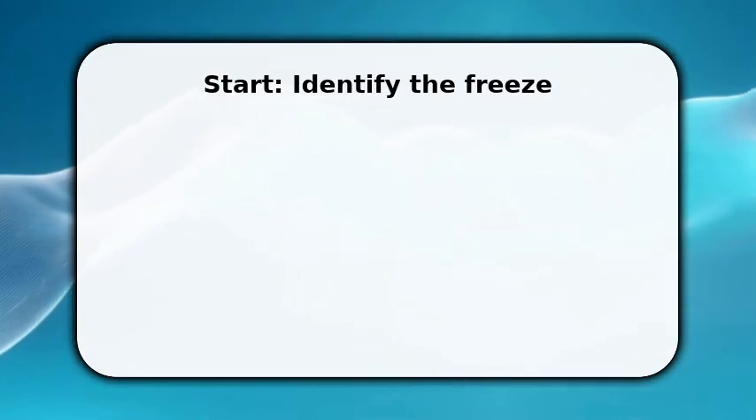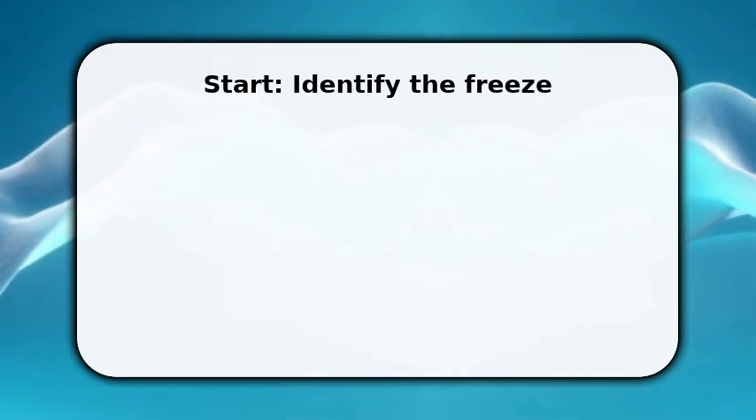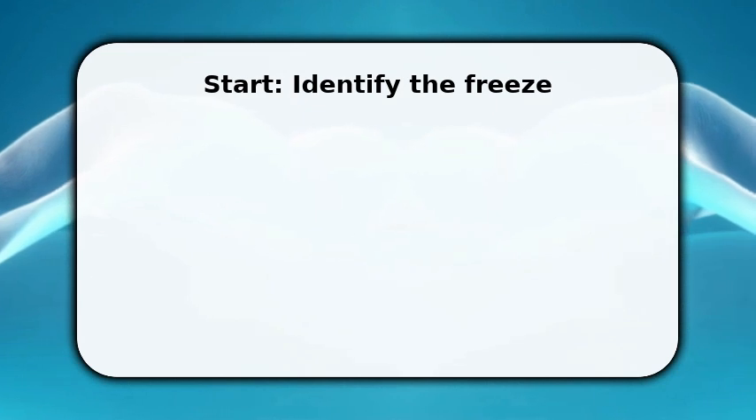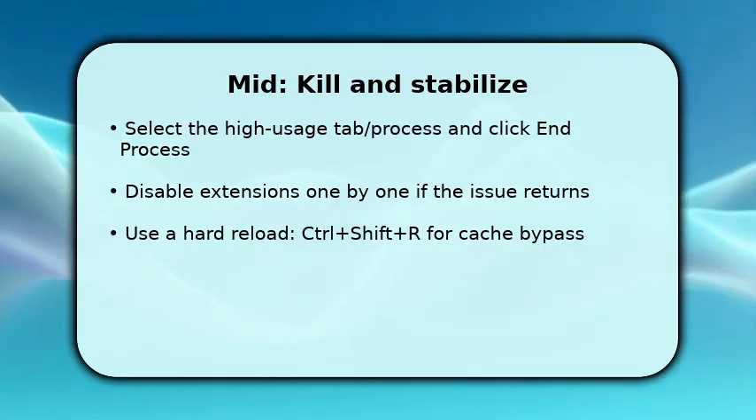If a single tab shows abnormally high usage, you can end that process to quickly restore responsiveness without restarting Chrome. After identifying the culprit, select it in Task Manager and click End Process to free RAM and CPU immediately. This often unfreezes the browser.